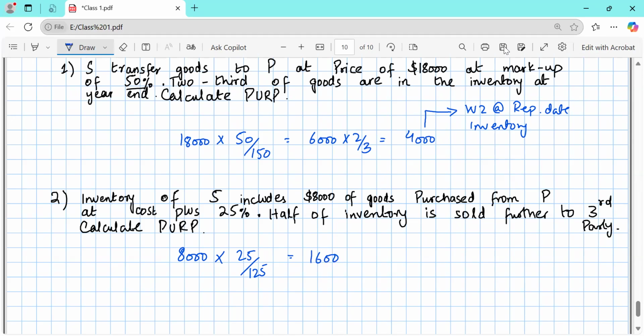And how much will be the unrealized? Half of inventory is sold further to the third party, so half is left. So half of that amount, basically 800. So 800 is unrealized. From where will you remove that? The sale is from P to S, so from working 5 and inventory in the main format. In both cases, you have to remove that from the inventory portion, while for the other one, you have to see which party would have recorded the profit.